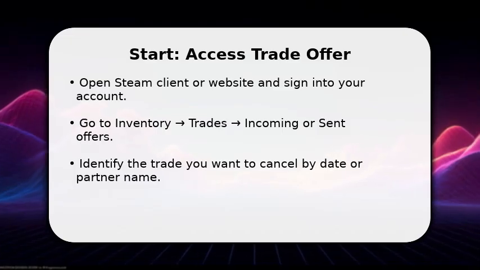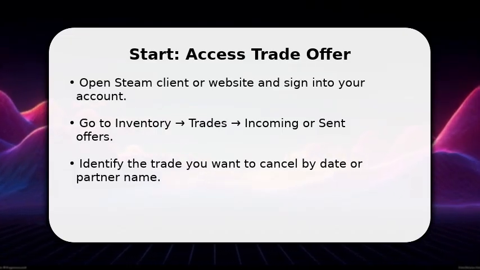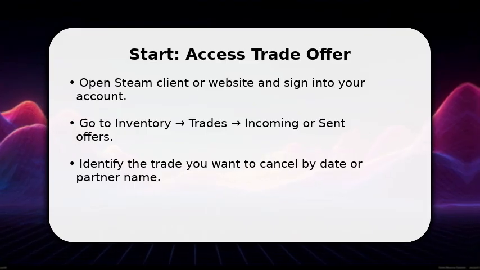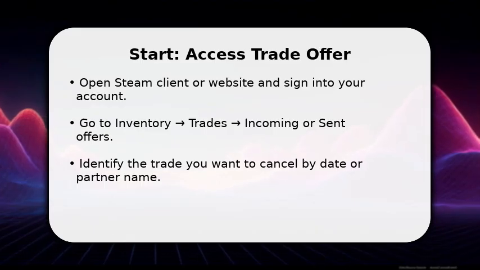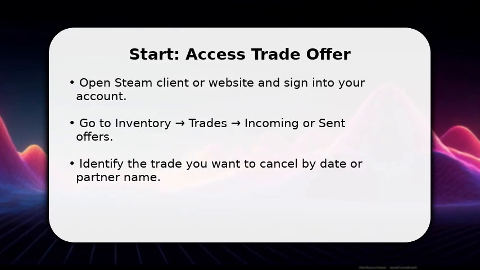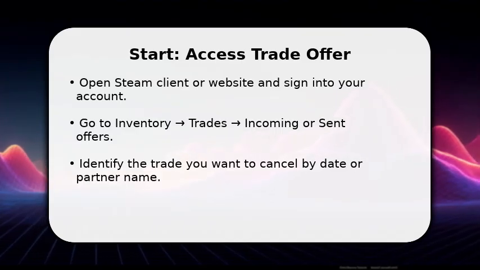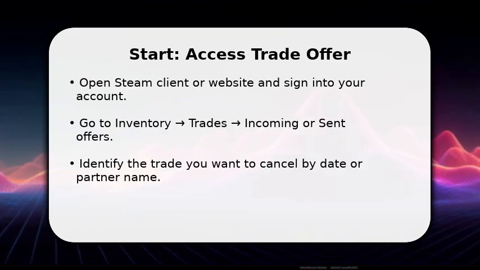You're signed in. Now navigate straight to your inventory and open the Trades tab so you can act. Click Incoming or Sent offers depending on where the trade sits, and locate the exact offer by partner name or timestamp. Once found, pause and verify item details and expiration time before continuing. This prevents accidental cancellation of the wrong trade.